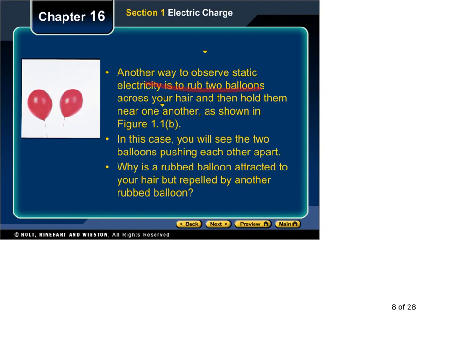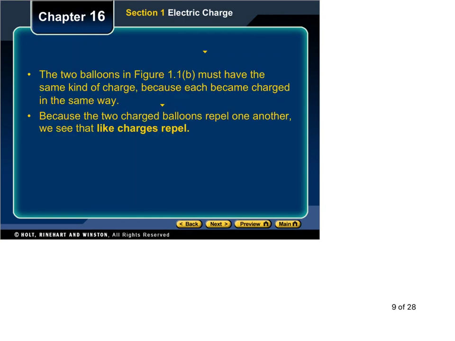If you rub two balloons across your hair and then hold them near one another, they will repel, as illustrated here. So, why does this happen? It's because they have the same kind of charge. And one of our key ideas here: like charges repel. Make sure that one's written down.